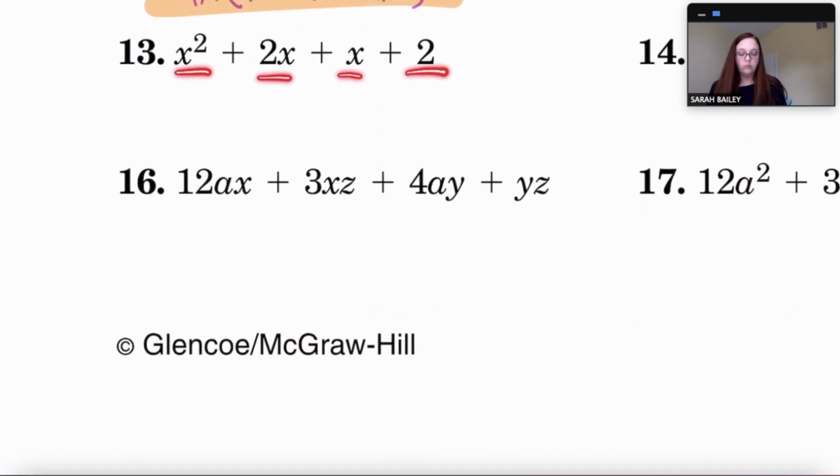Okay, now let's look at 13. This one has four terms, and they don't all have an x. I can't pull an x out of all of them. I also couldn't pull a 2 or anything out of all of them. So I have to do this one by grouping. Let's just look at this and this. I've divided it up into 2 groups. If I just look at this first pair, I can take an x out of that first pair. So I'm going to take an x out. That leaves me with x plus 2.